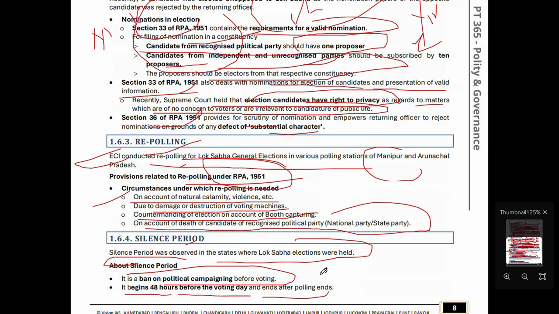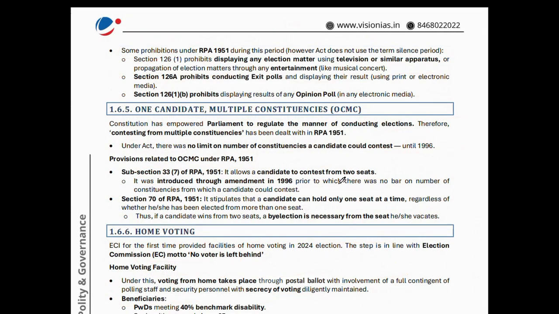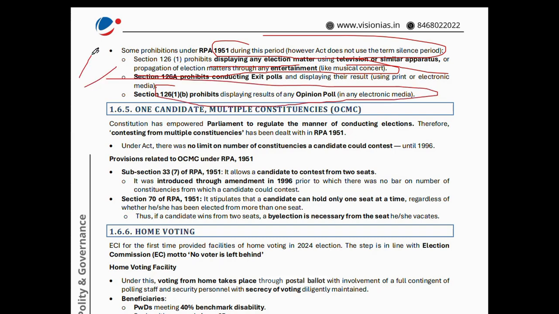The Representation of People Act 1951 does not use the term silent period. But Section 126(1) prohibits displaying election matter through television or similar apparatus, and propagation of election matter through entertainment like musical concerts. Section 126(1) also prohibits displaying the results of opinion polls in any electronic media. This is all about the silence period. It means that 48 hours before voting, a political party cannot do any type of advertisement. That is called the silent period.